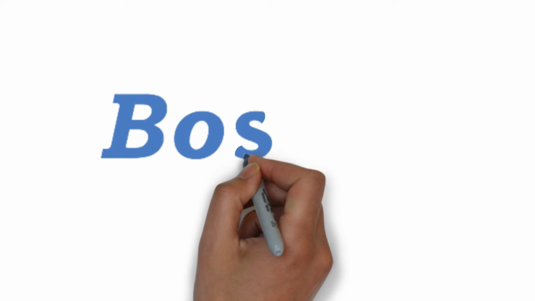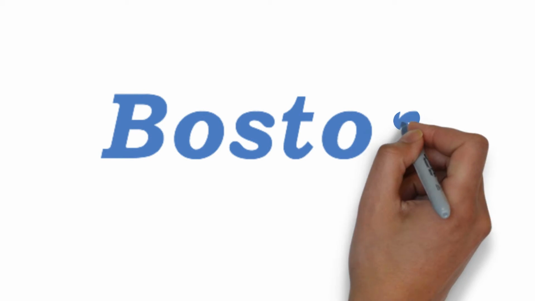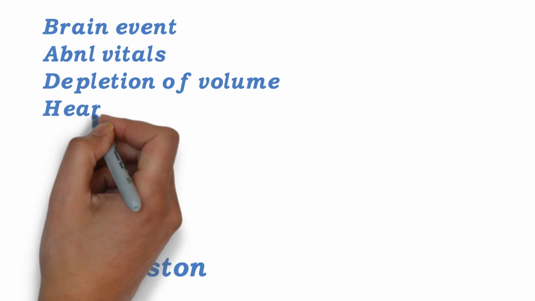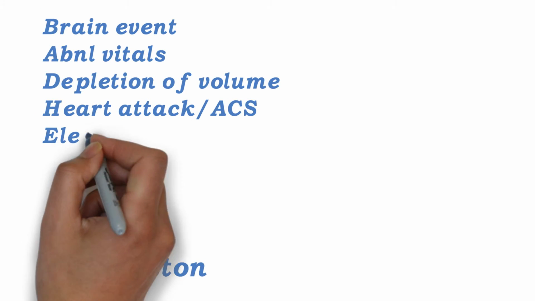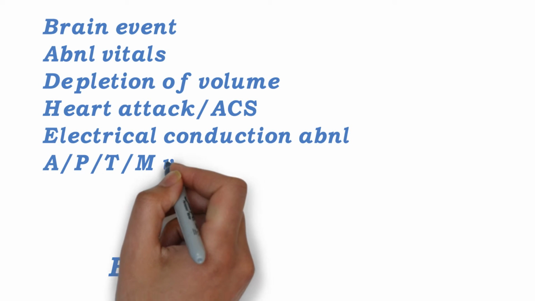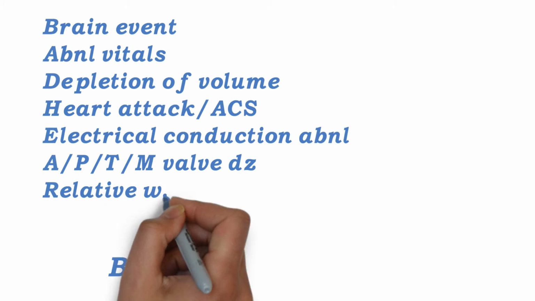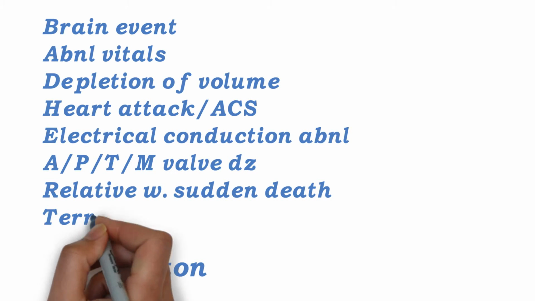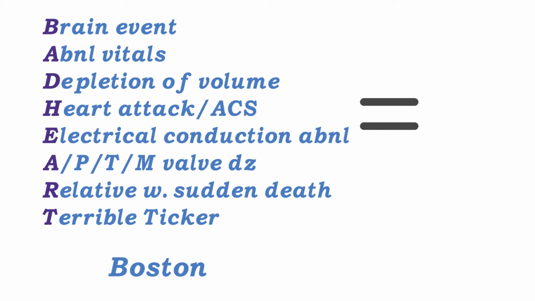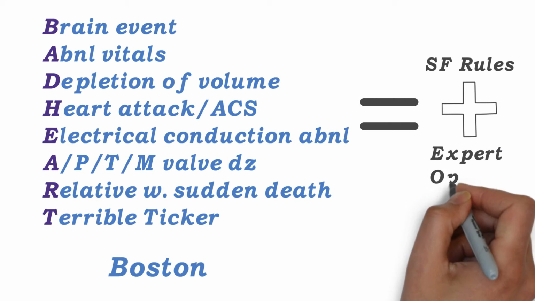Seeking a better rule led us to the Boston Syncope criteria. Recall that there are 8 criteria, which spell out bad heart. B is for brain event, A is for abnormal vital signs, D is for depletion of volume, H is for heart attack, E is for electrical conduction abnormality, A is for aortic, pulmonic, tricuspid, or mitral disease, R is for a relative with sudden death, and T is for terrible ticker. These criteria were developed by combining the San Francisco criteria with expert opinion.